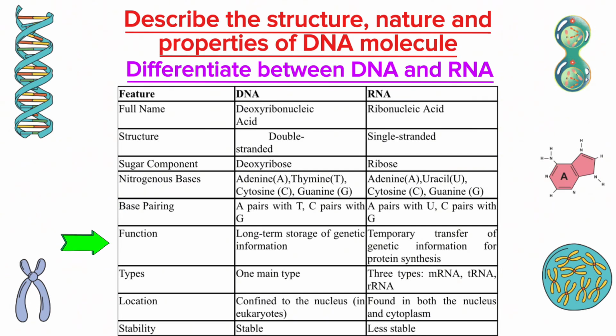Functions. The function of DNA is it's a long-term storage of genetic information, while in RNA, it's a temporary transfer of genetic information for protein synthesis. We have types. DNA is one main type, while RNA has 3 types, mRNA, tRNA, and rRNA. Location. DNA is confined to the nucleus in eukaryotes. RNA is found in both the nucleus and cytoplasm. And lastly, we're going to talk about stability. DNA are stable while RNA are less stable.